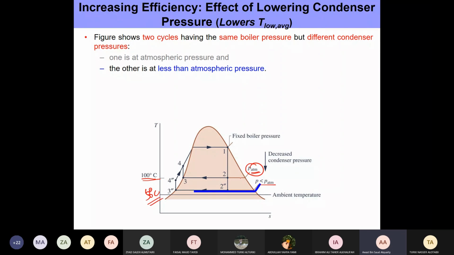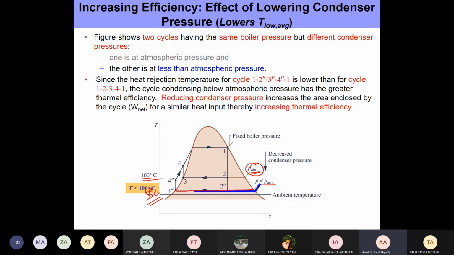Now, when we reduce the condenser pressure, of course, the saturation temperature, the temperature here, from 3 dash to 2 double dash is also lower, right? Instead of 100 degrees Celsius, you're at something below 100 degrees Celsius, let's say 50 degrees Celsius, right? And just by decreasing the temperature of heat rejection, we are able to increase the thermal efficiency of the cycle.